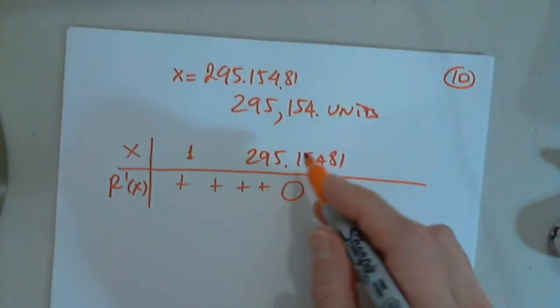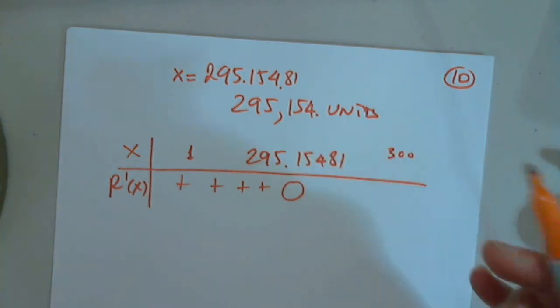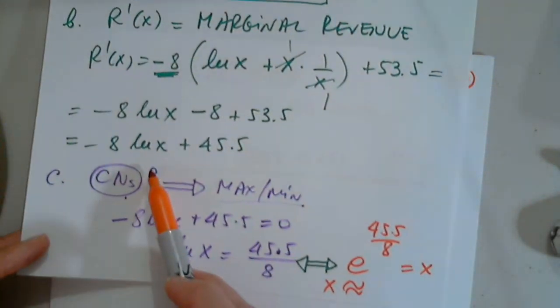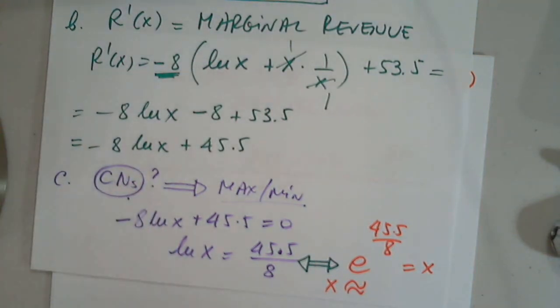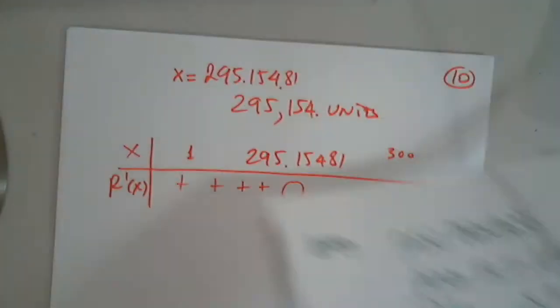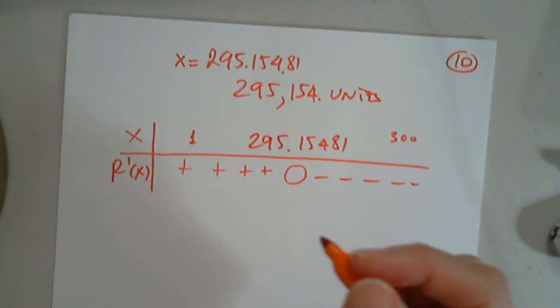Now let's see what happens here to the other side, like 300. So when I plug in 300, this should be negative. I'm going to calculate. So negative 8 natural log of 300 plus 45.5. Let's see. Yes, it's a negative number. Good. So this appears to be a maximum.